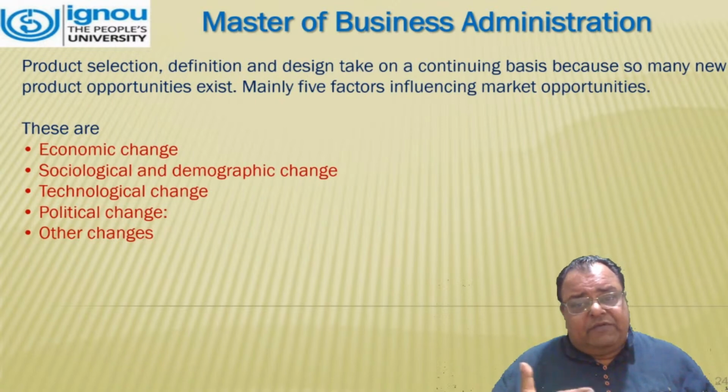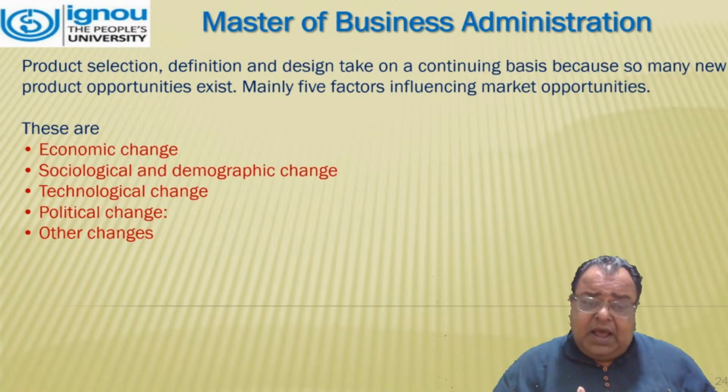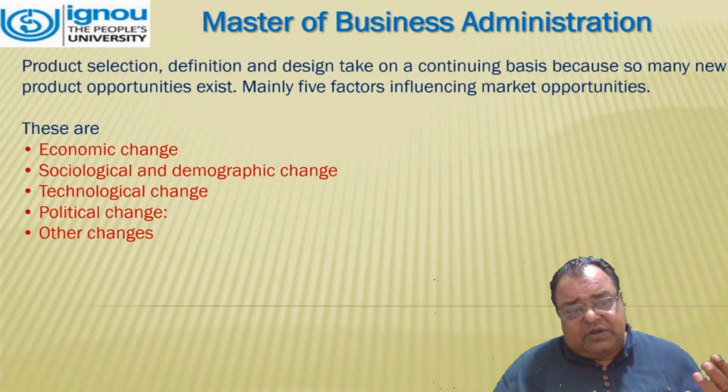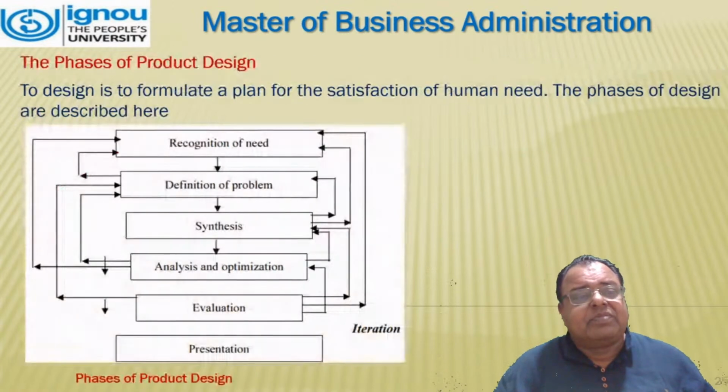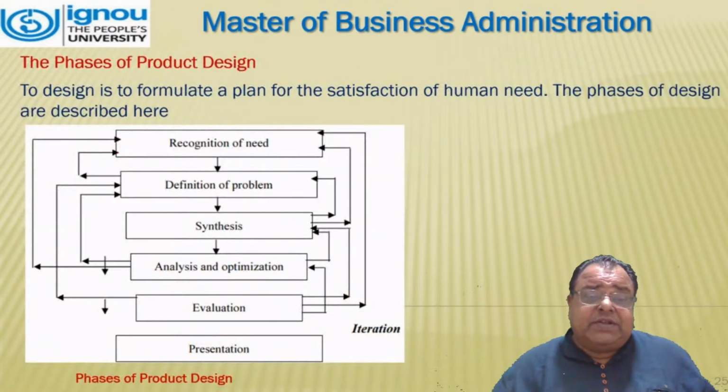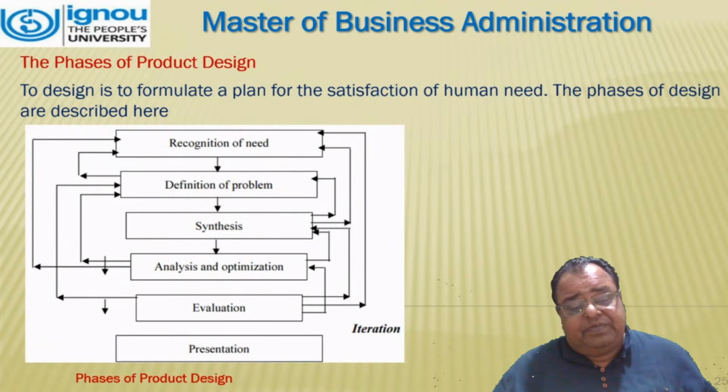Mainly five factors influencing market opportunities are there, and they are economic change, sociological and demographic change, technological change, political change, and other changes. So, what are the phases of a product design? To design is to formulate a plan for the satisfaction of human need. The phases of design are described.